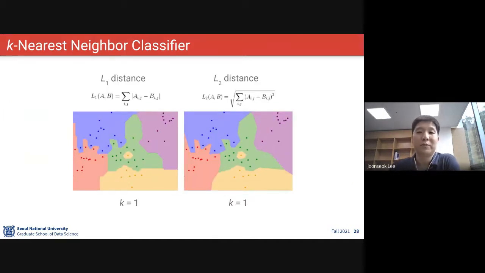And this shows the effect of using different distance functions. So we have introduced the L1 distance function and the L2 distance function. You see that these are similar, basically, but the actual shapes of the decision boundary are slightly different. So think about why they are different, especially in the extreme cases. But basically, they look similar to each other.